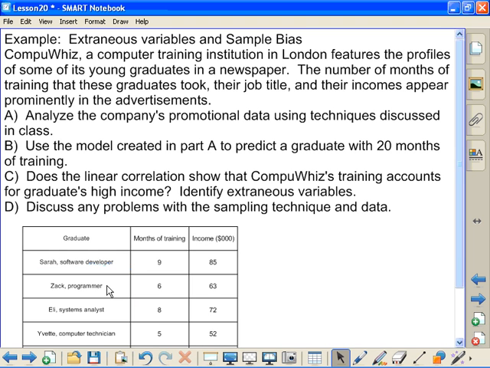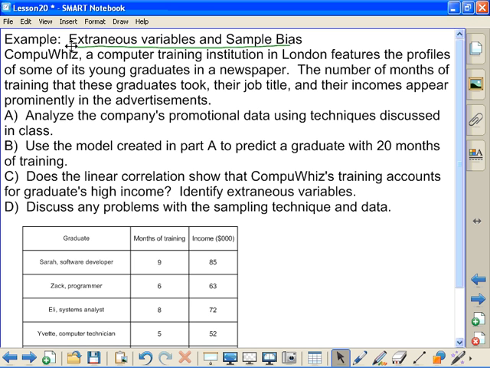Okay, the second example for our critical analysis is up here. So, extraneous variables and sample bias. We're dealing with a similar topic to the first question. CompuWiz is a computer training company, the kind that you see advertised on TV. In London, it features the profiles of some of the young graduates in a newspaper. So it's an advertisement to get more people to apply for their particular educational facility.